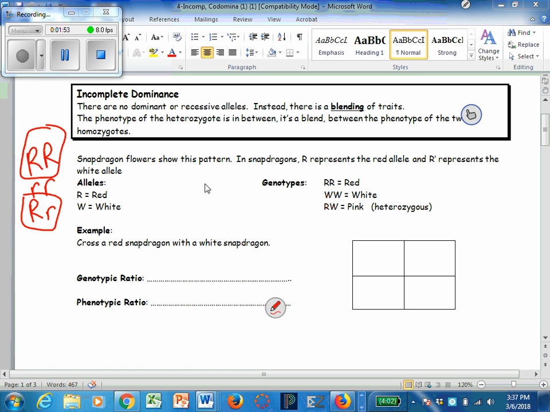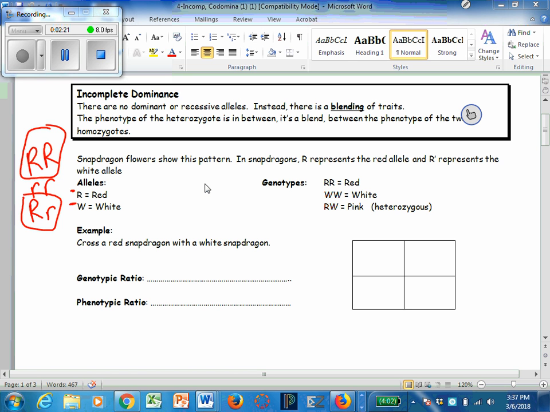And incomplete dominance means that there's a blending of the traits. It's kind of like mixing paint. If I mix red paint and white paint together, I get pink. And oftentimes in flowers, we see that mix. So here's an example in snapdragon flowers. Snapdragon flowers show this pattern where there's a red allele right here, and there's a white allele over here.